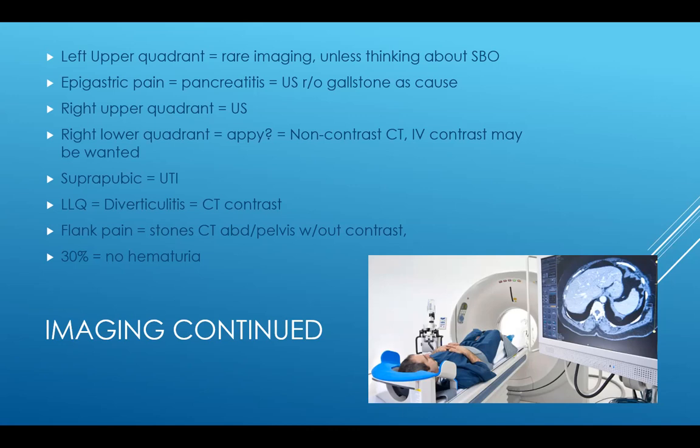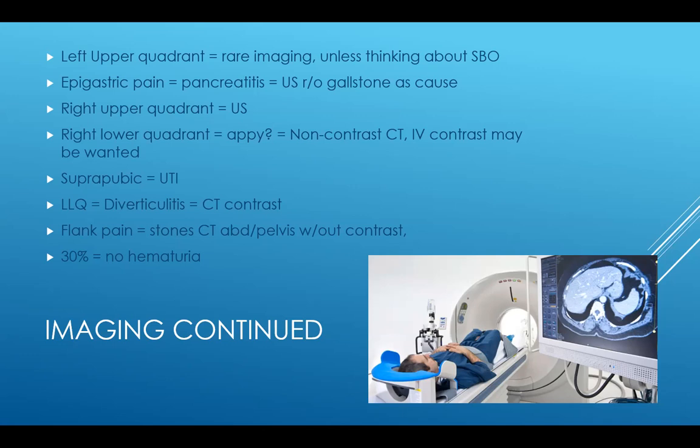If we're talking about epigastric pain, right? So we'd be concerned about pancreatitis or some atypical cholecystitis, also gastroenteritis or gastritis. An ultrasound of the right upper quadrant to rule out a gallstone or some sort of biliary tree obstruction. In the right upper quadrant, we're going to do this ultrasound, right?